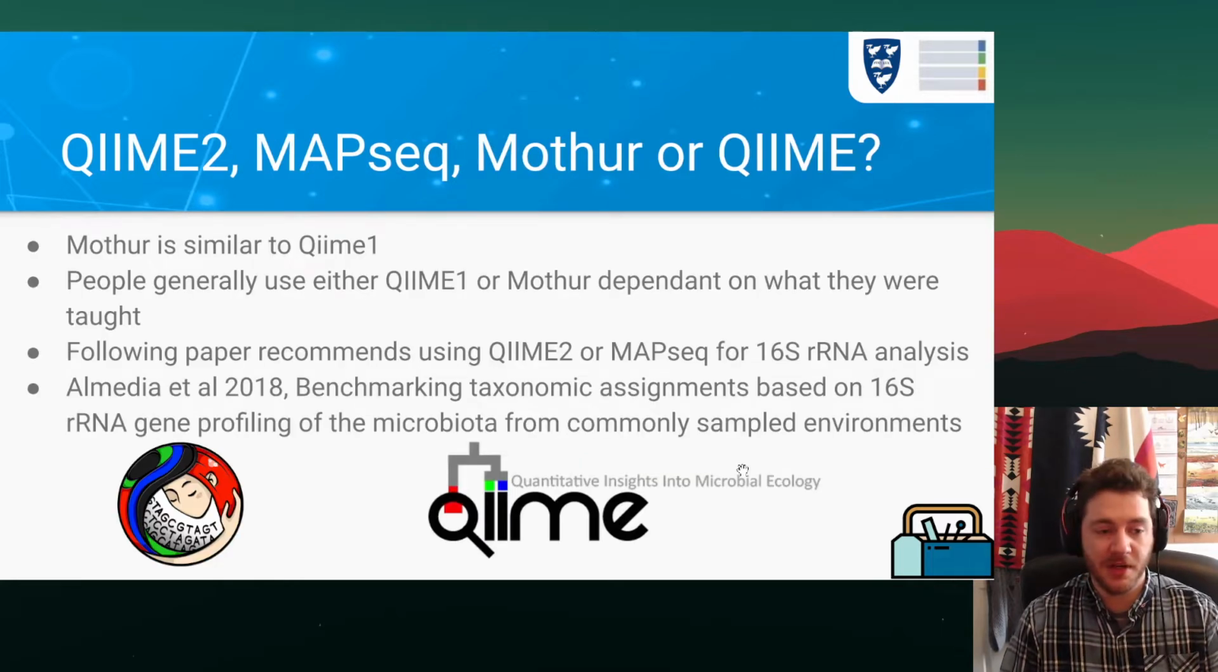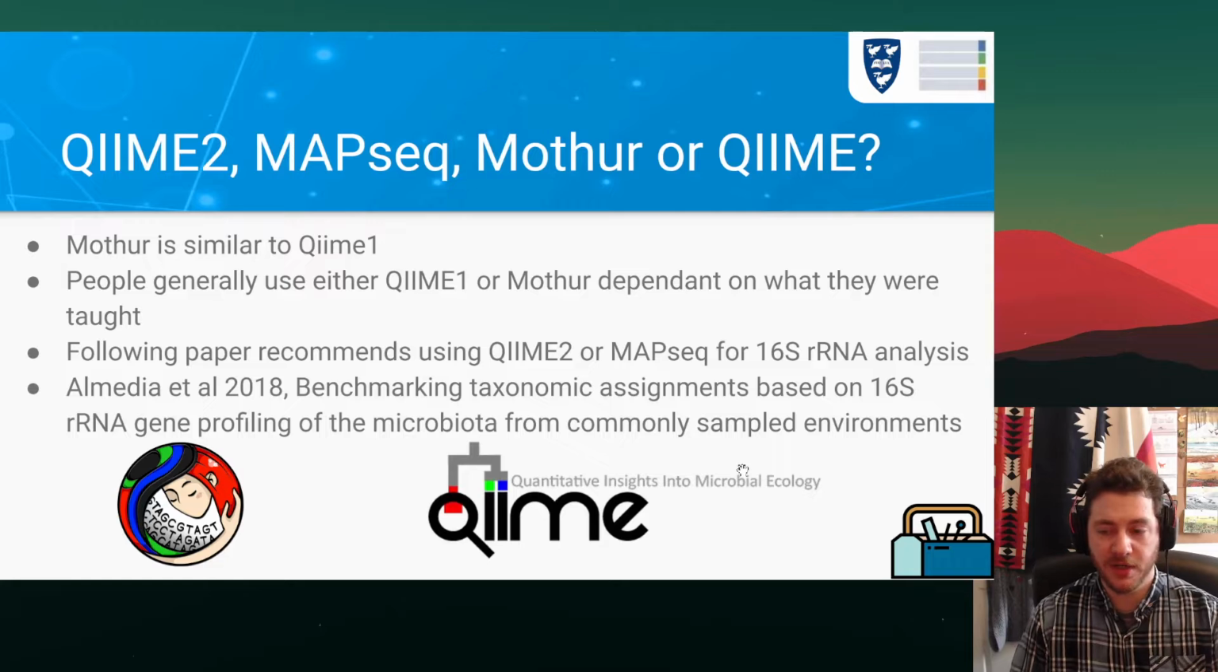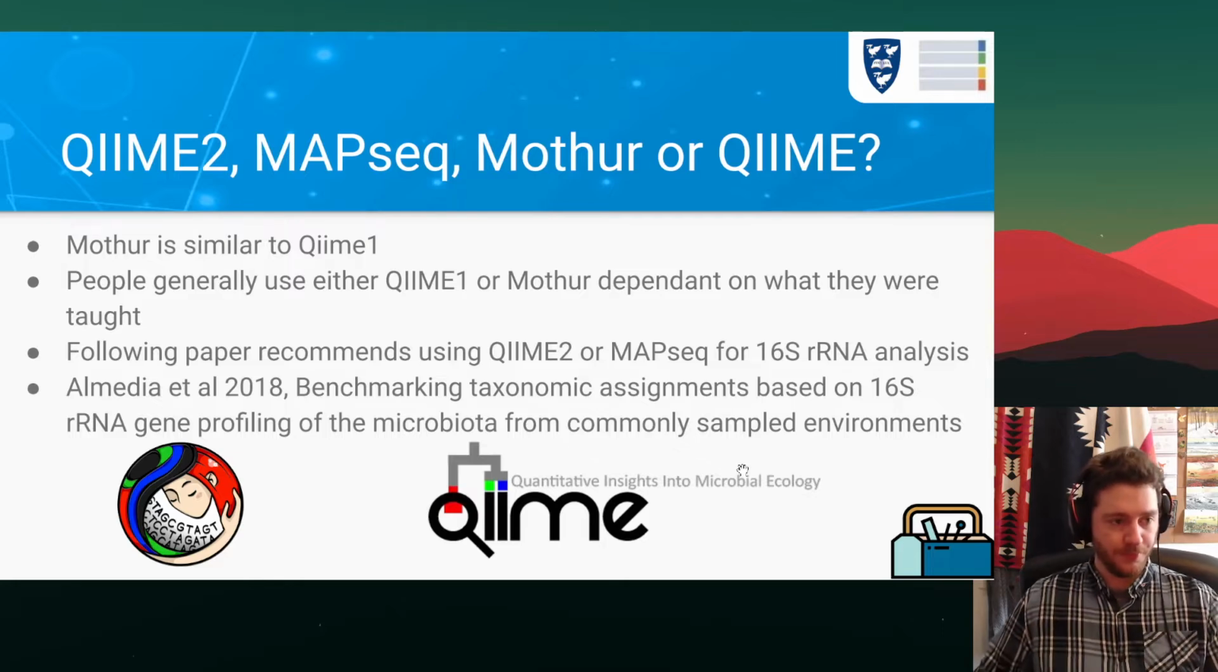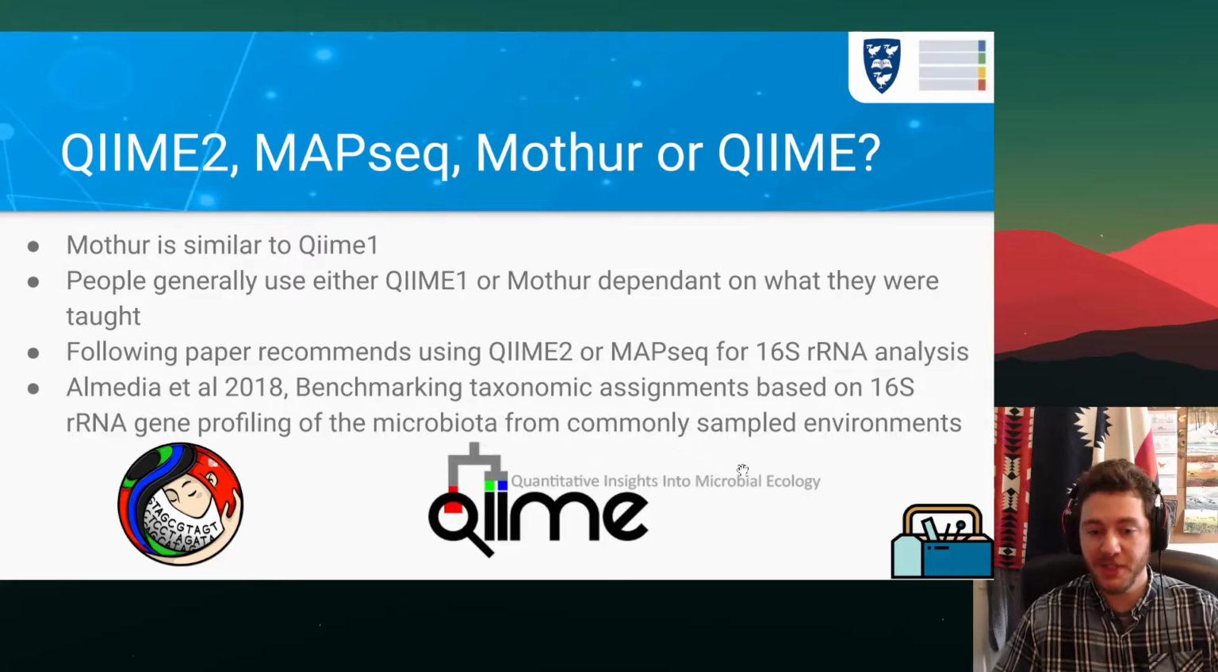So we've been talking about QIIME 2, but there are other tools out there. Four of the main tools are QIIME 2, MAPseq, Mothur, and QIIME 1. In days gone by, people either used Mothur or QIIME 1, which were pretty similar to each other and used a lot of the same algorithms and biodiversity measures. People either used one or the other based on what they were first taught. There were a lot of people who would say, oh, this one's definitely better than the other one. So there were QIIME diehards and Mothur diehards.